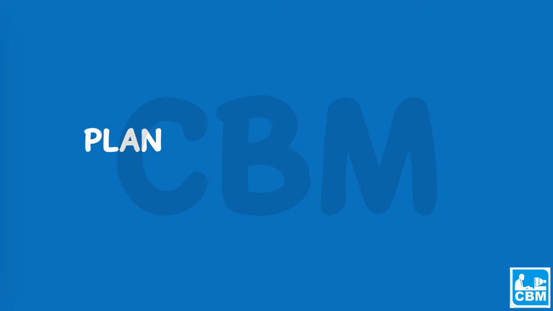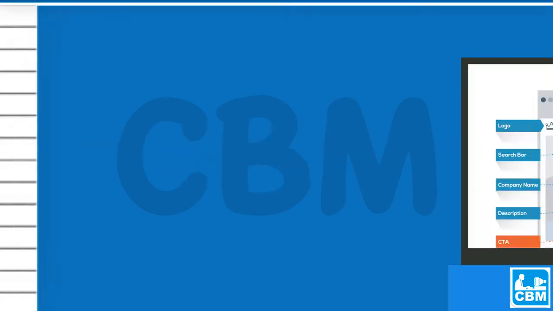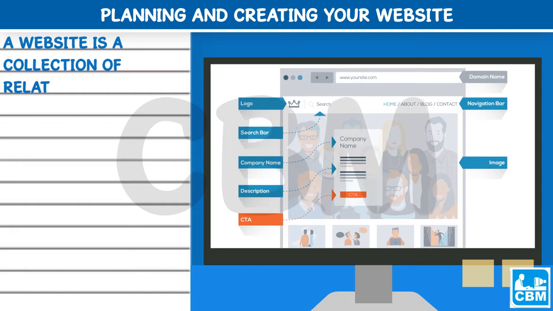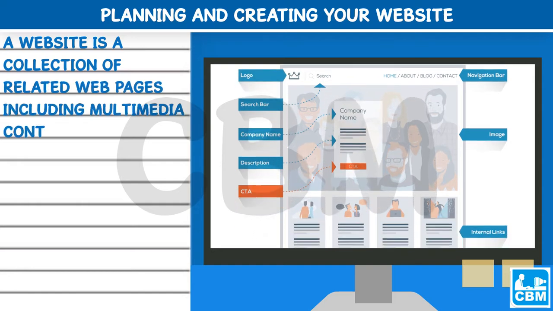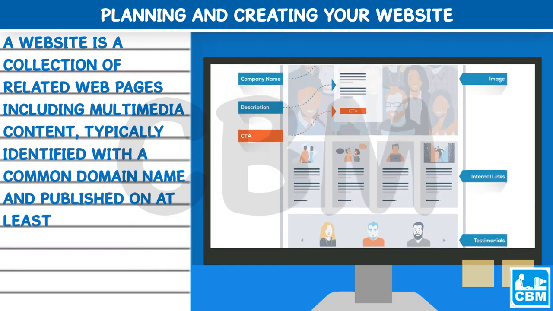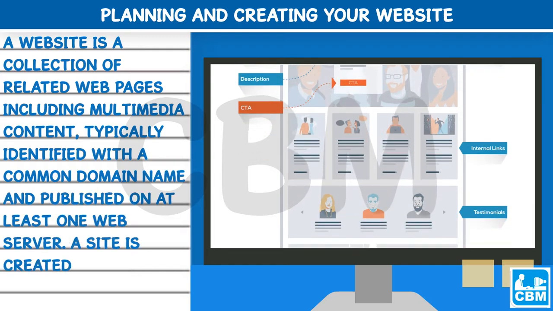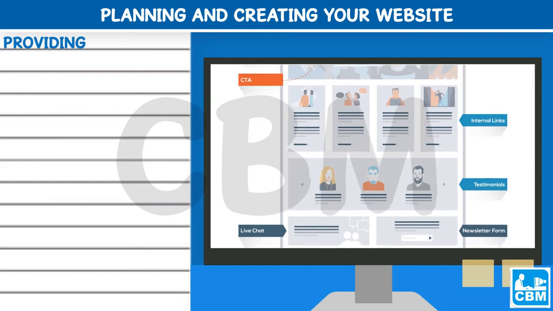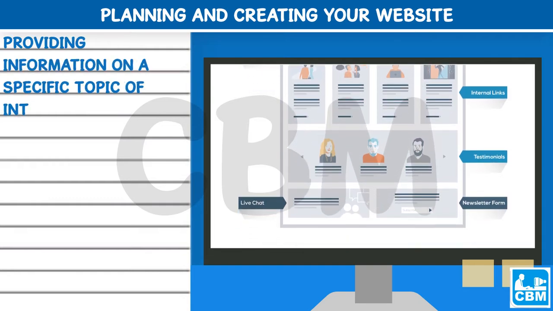Chapter 4. Planning and creating your website. A website is a collection of related web pages including multimedia content, typically identified with a common domain name and published on at least one web server. A site is created with the special purpose of providing information on a specific topic of interest.